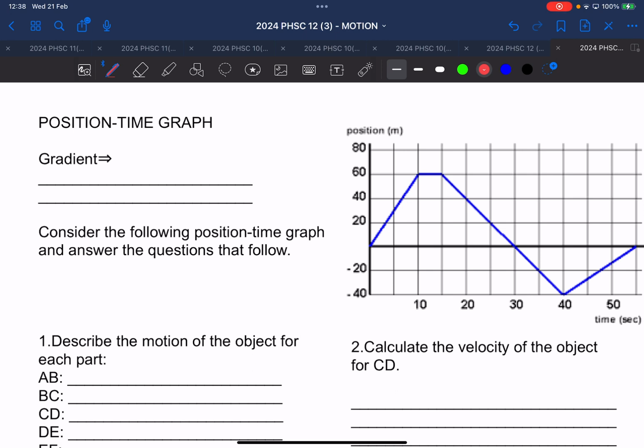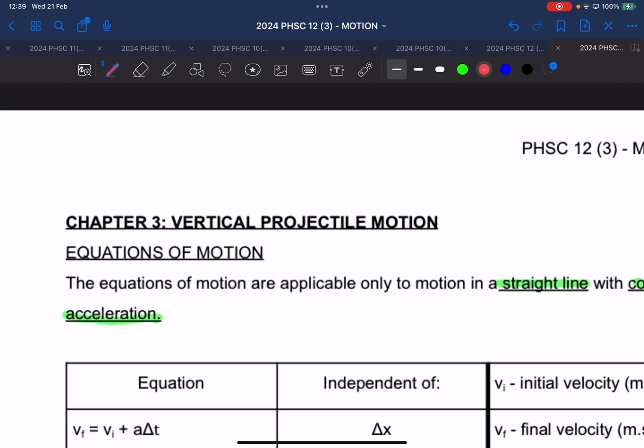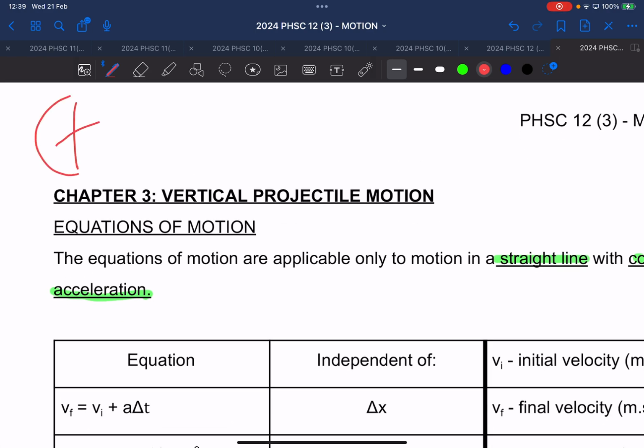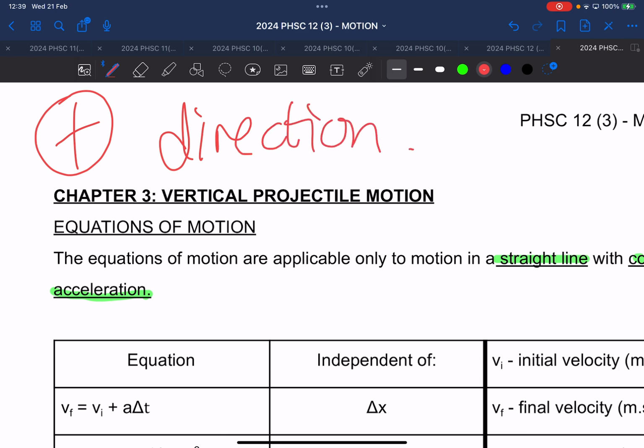With momentum, what is important? Choose a positive direction. This chapter, choose a positive direction. The first 3 questions, that's very important. Then you get to a question where it's not that important. But those first 3, very, very important: choose a positive direction. Let's make it here at the first page: positive direction. And you stick with that throughout the whole question.